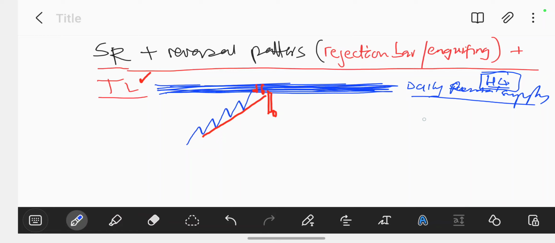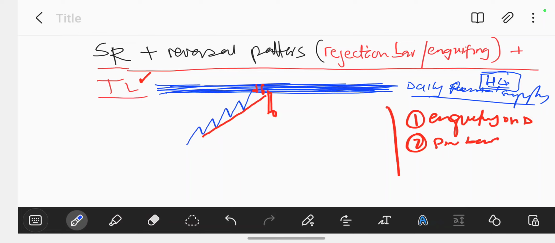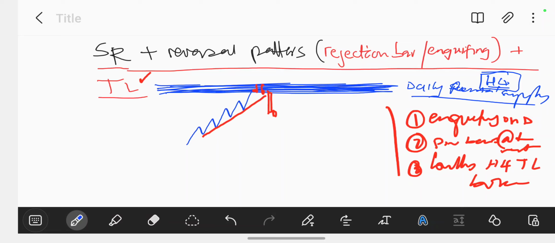Second confirmation. The first confirmation, remember we said the first confirmation is what? Engulfing on daily. The second confirmation is what? Pin bars at the daily resistance level or area. And then another confirmation that the price could be really looking for, to push down: we broke the bullish H4 trend line. So those are the reasons. You've got all the reasons why you should sell.